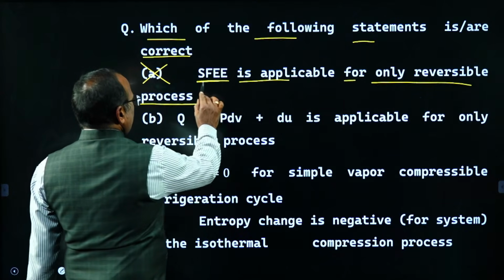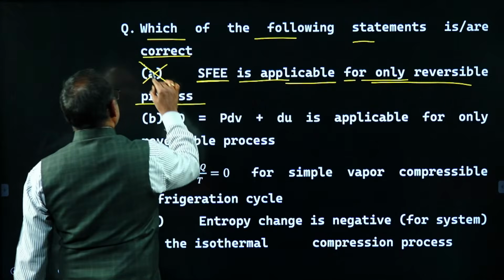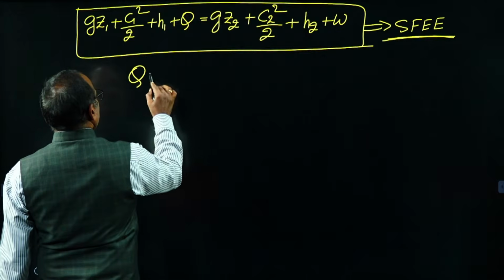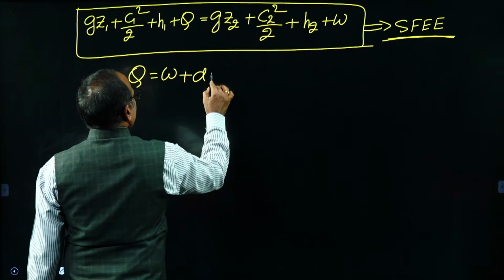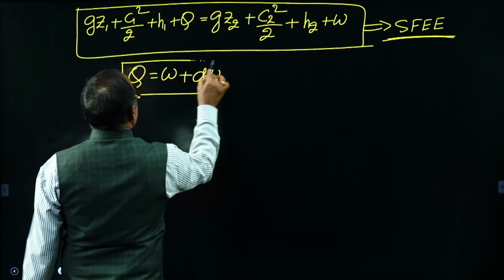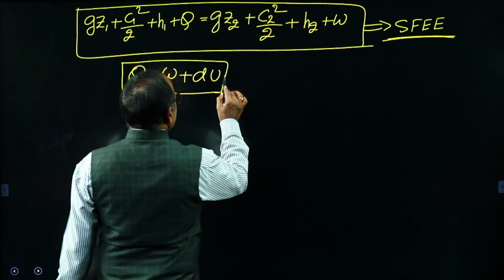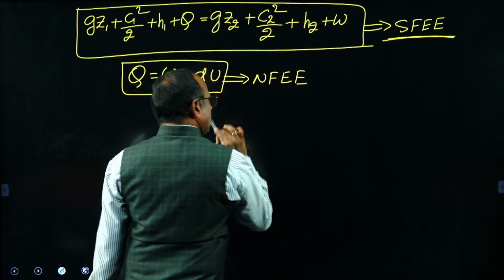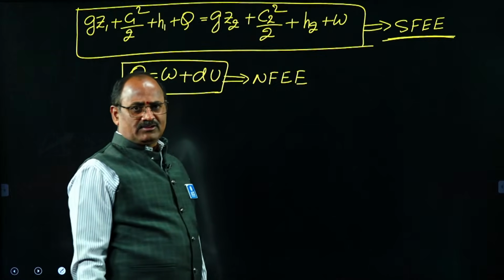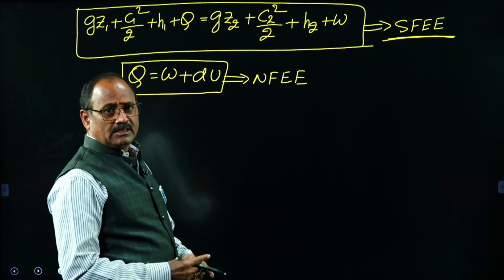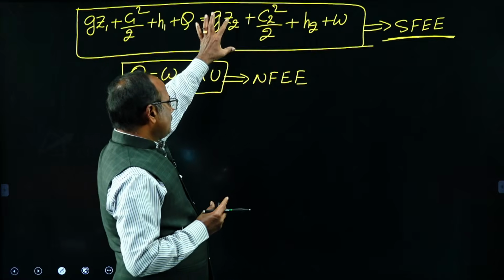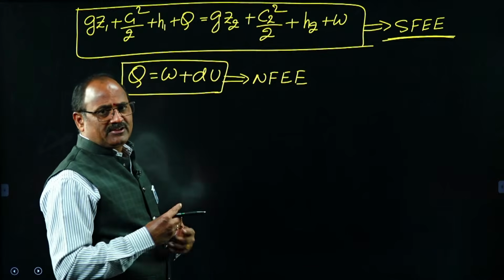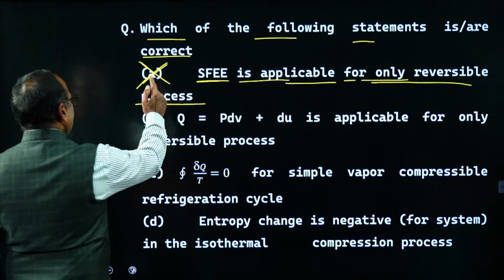Now, steady flow energy equation is applicable for only reversible. Absolutely wrong. Similarly, there is a non-flow energy equation, Q equal to W plus dU. This is the energy balance equation for a closed system. This you are calling as non-flow energy equation. This non-flow energy equation also applicable for both reversible and irreversible process. Important point. Both steady flow energy equation and non-flow energy equation are valid for both reversible process and irreversible process. That's why we took option A is absolutely wrong.